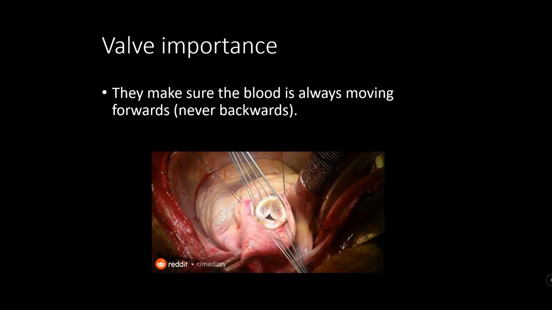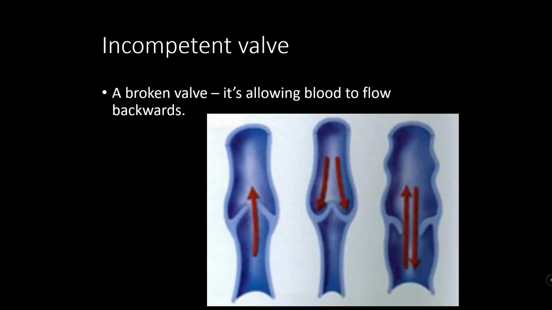We can do that in multiple different ways. We can take cadaveric tissue, which is from a dead person. We can take pig valves, horse valves, cow valves, and we have mechanical valves to replace those, and I'll talk a little bit more about that later on. But this is a human heart valve being transplanted.